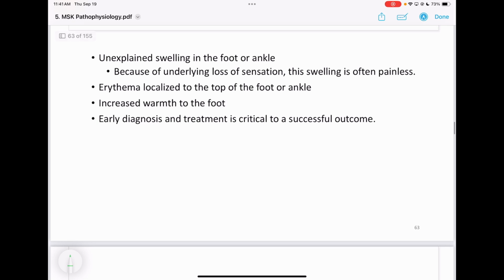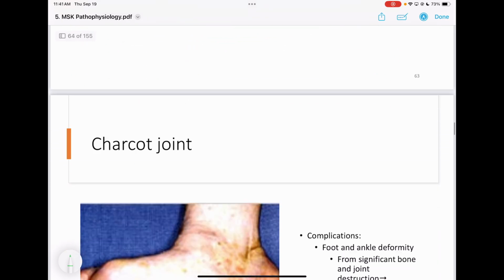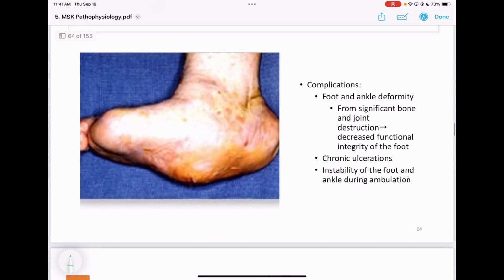Manifestations: unexplained swelling in the foot or ankle, because swelling is often painless, but they'll see the swelling and think, why am I swelling in my foot? This is not normal. Erythema on the top of the ankle, increased warmth to the foot, and obviously, as with most everything, early diagnosis is the most important thing.